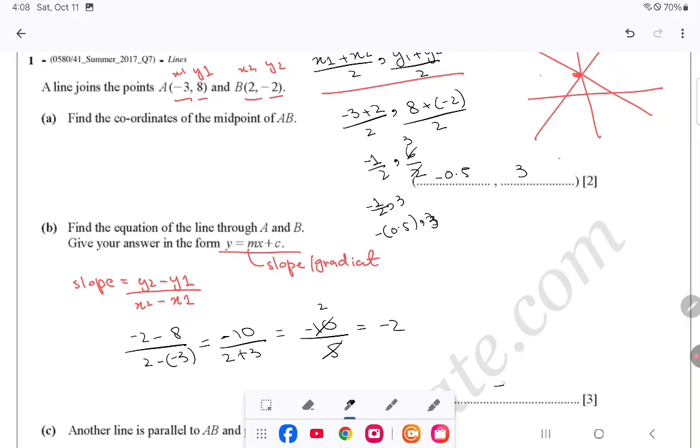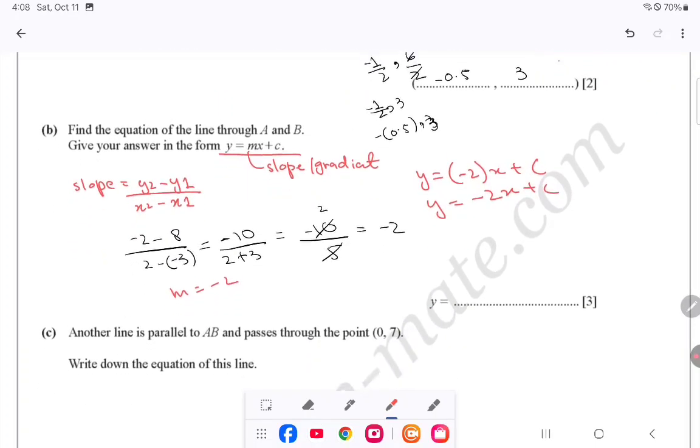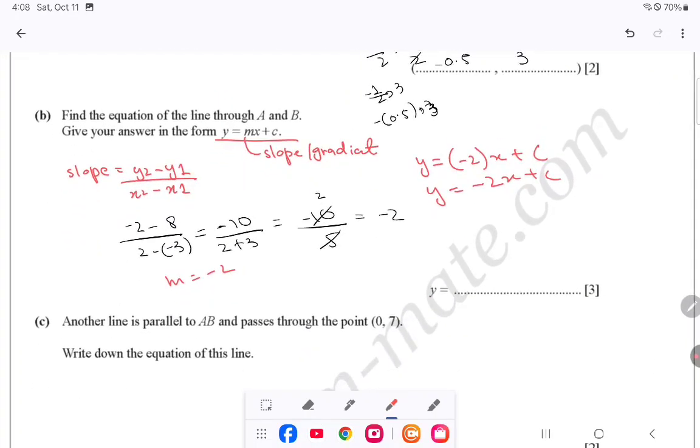So this is the value of m that we calculated. m is equal to -2. Put that in the line formula. We will get y equals -2x plus c. This is the formula of our line equation through A and B: -2x plus c.